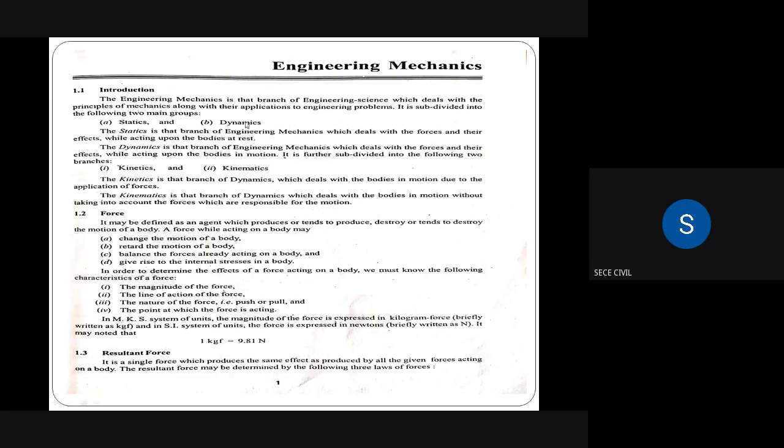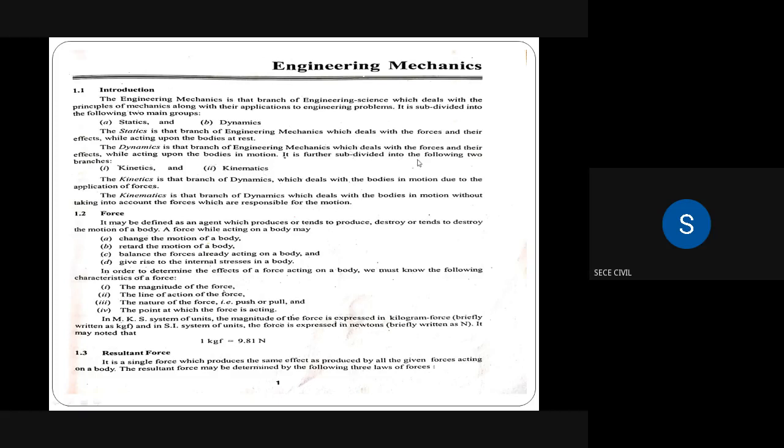You all know what statics and dynamics are. Statics means at the state of rest, dynamics means at the state of motion. Statics is also a branch of engineering mechanics, which deals with the forces and their effects while acting upon bodies at rest. But dynamics also deals with the forces and effects acting on bodies in motion. That is the difference.